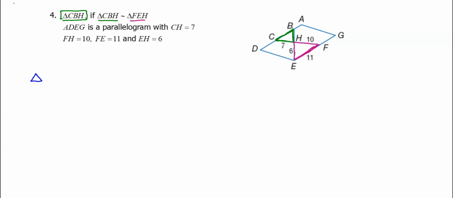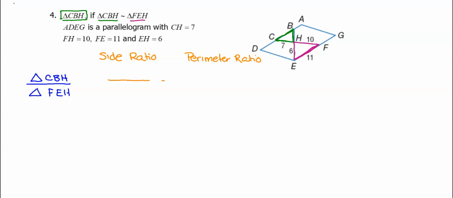Let's start off by saying CBH will always go on the top, just to organize. All the information for triangle FEH will go here on the bottom. I'm going to also write my little note here. We'll put the side ratio on the left of our proportion, and we'll put the perimeter ratio on the right. And again, the perimeter ratio is the same as the side ratio. That's why we are allowed to cross multiply and find the perimeter that we're missing.